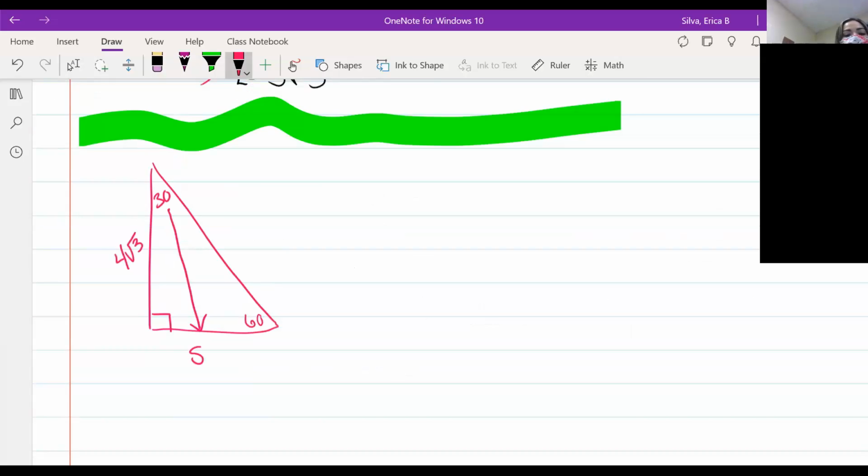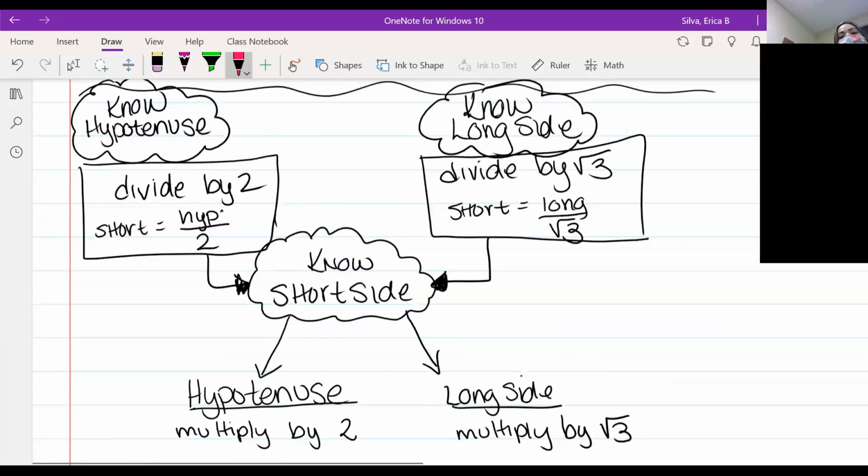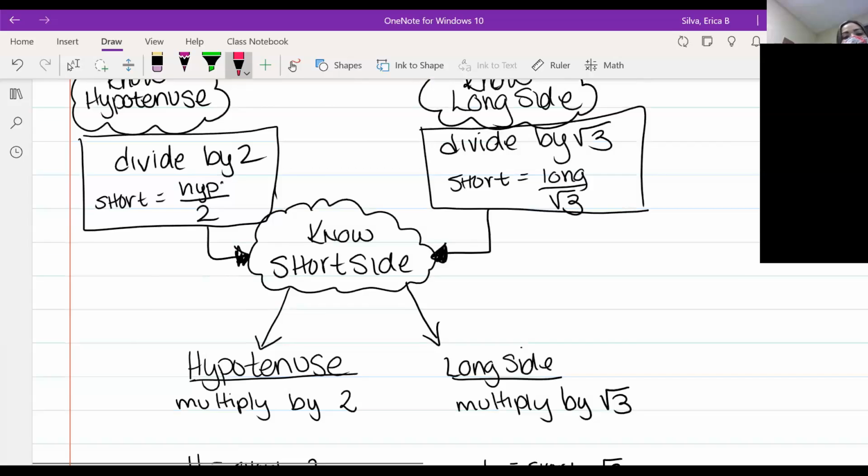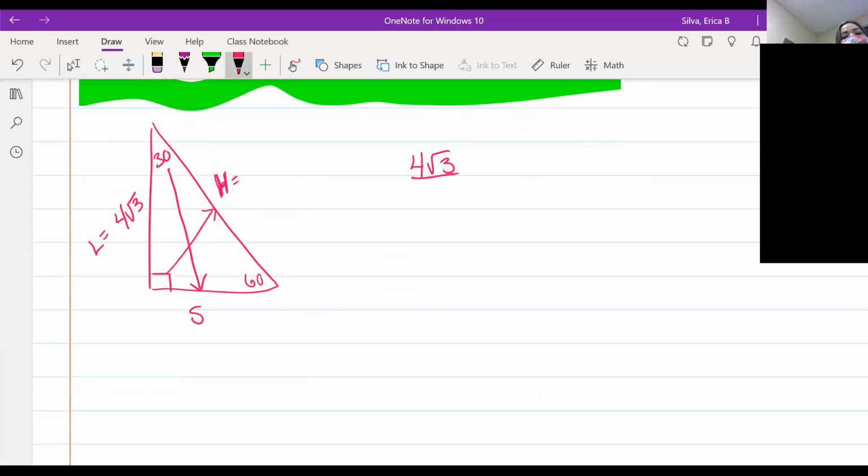My short side. The one across the 90 degrees is going to be my hypotenuse, which makes this one the long side. So if we have our long side, remember our flow chart. If we know the long side, we're going to divide by the square root of 3. We have the square root of 3 divided by the square root of 3. That gives us 4, and 4 is my short side. And then to find my hypotenuse, we want to get the short side and multiply it times 2. My short side is 4 times 2 is 8.